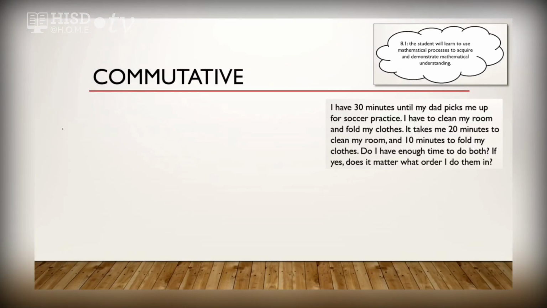I'm just trying to show you that with the commutative property, the order is not going to affect the result. So let's say that I'm going to do first my cleaning, 20, and then I'm going to do my folding, and this becomes 30 minutes. So if I do the cleaning first and then the folding, I'm going to be done in 30 minutes. So that means that I'm going to have time to do this.